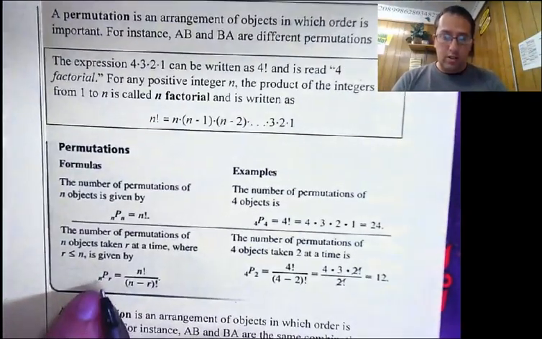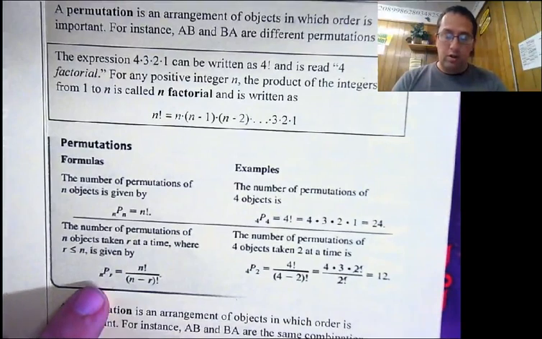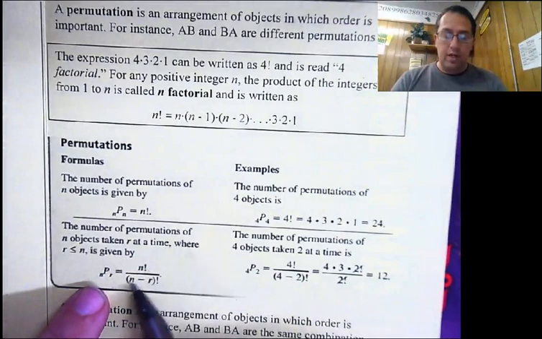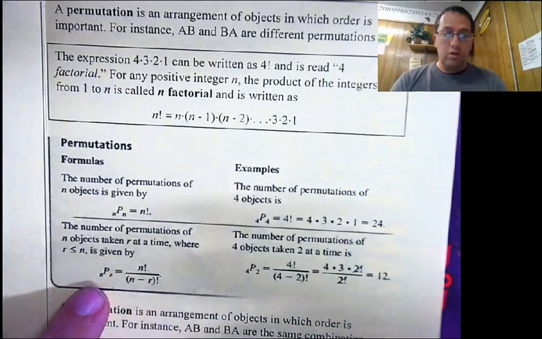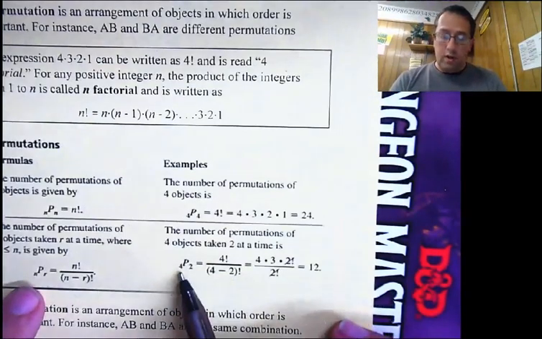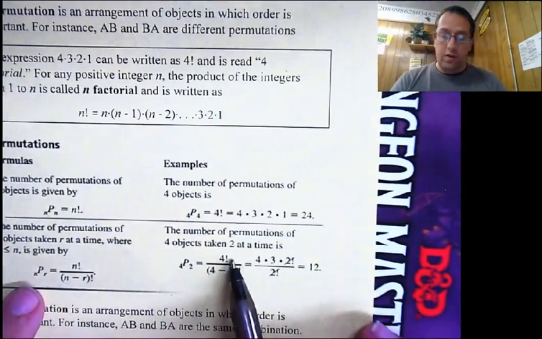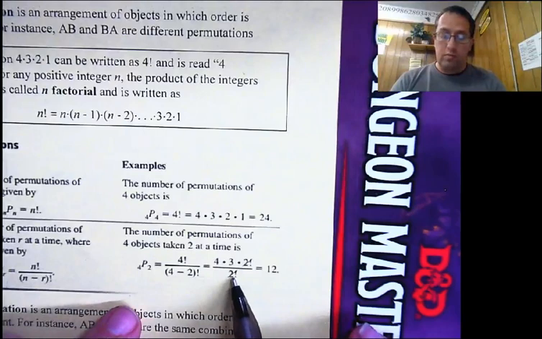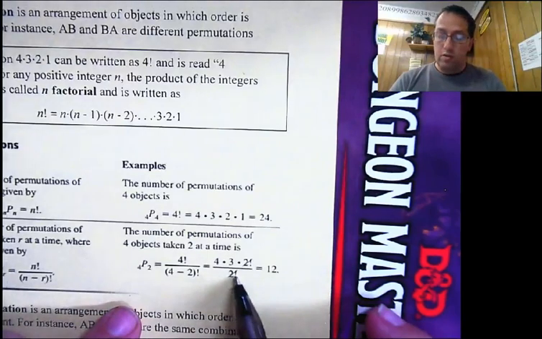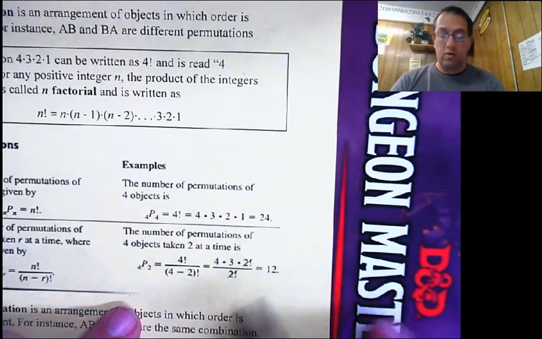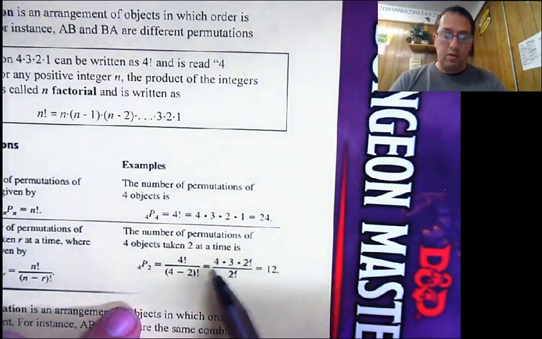And what this is, nPr, is n factorial divided by n minus r factorial. So in example 1, we had 4 to choose from, but we only wanted 2 of them. So we had 4 factorial divided by 4 minus 2 factorial. Well, 4 minus 2 is 2, so we have 2 factorial. So we have 4 times 3 times 2 factorial over 2 factorial. And this helps to spread that out, okay?